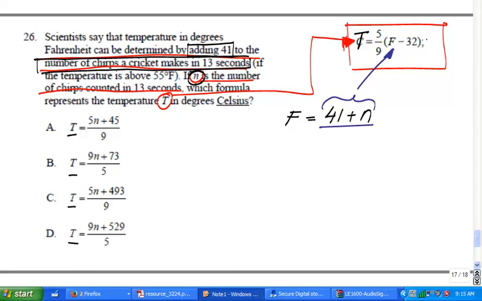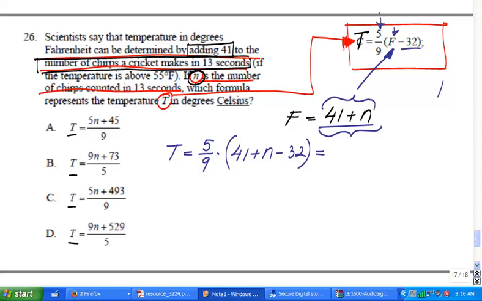So let's see what we get here. I have the temperature equals 5 over 9, I'm just copying everything that's given to me here, times parentheses. And now you have F, but instead of F, you're going to write what F is equivalent to in the given problem. And F is nothing else but 41 plus the number of chirps a cricket makes in 13 seconds. 41 plus n, and don't forget to subtract 32 from that.